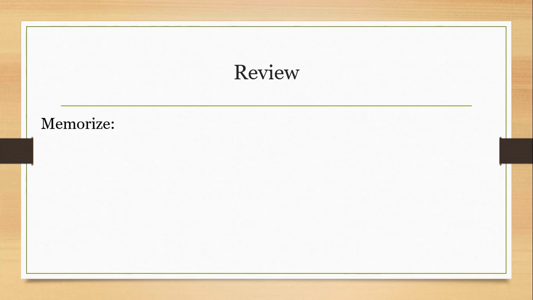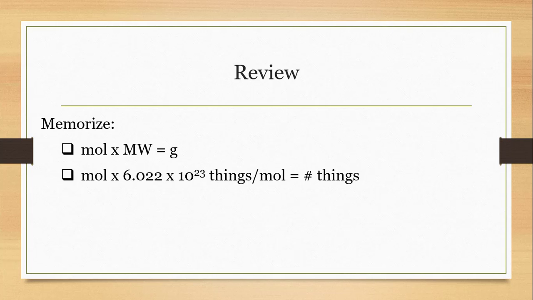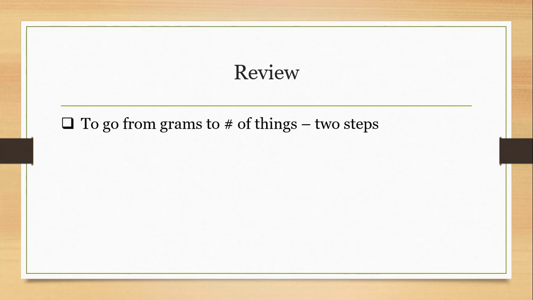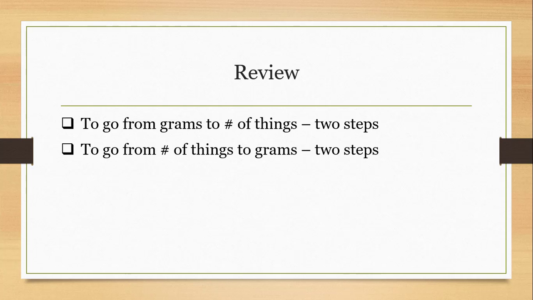So there are two equations you need to memorize. Moles times molecular weight equals grams. Moles times 6.022 times 10 to the 23rd things per mole equals the number of things. And you need to be able to rearrange them as needed. Never, ever, ever put grams and Avogadro's number into the same equation. That is the 11th commandment. To go from grams to number of things requires 2 steps. To go from number of things to grams requires 2 steps.